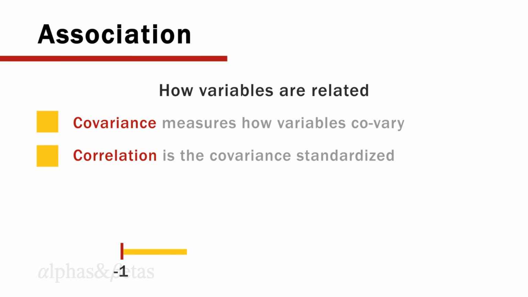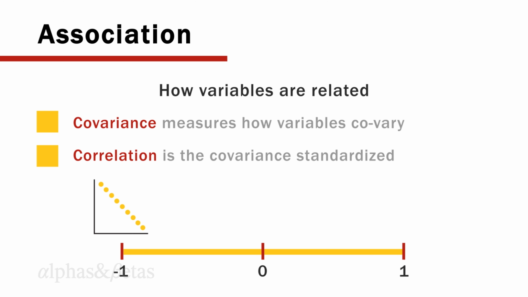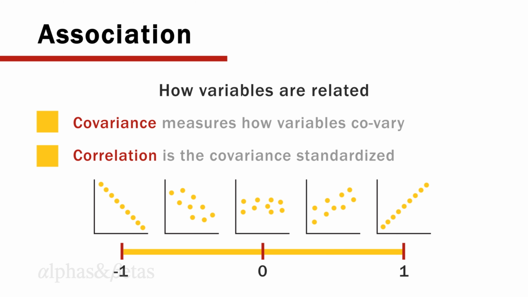The correlation ranges from -1 to 1, where -1 means the variables are perfectly negatively related, 1 means the variables are perfectly positively related, and 0 means the variables are not related at all. Let's go through how to calculate each measure.